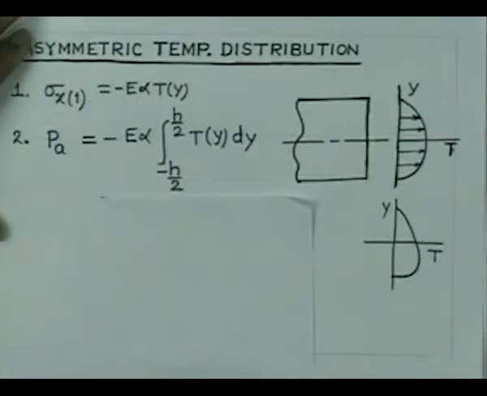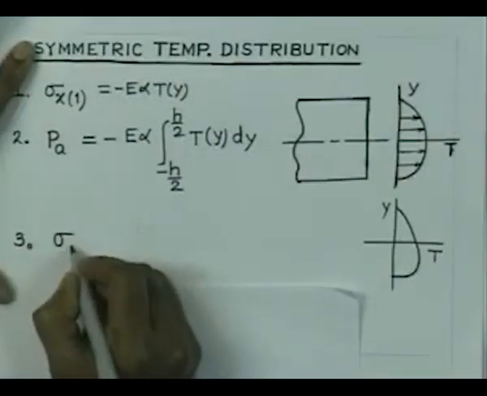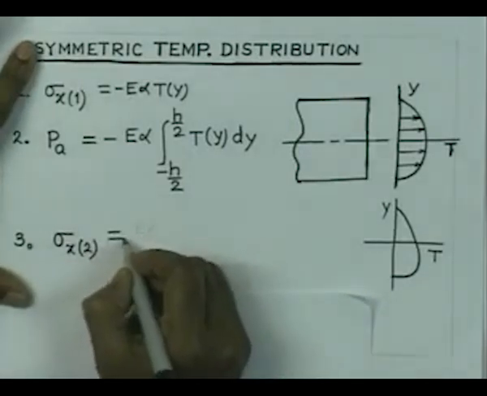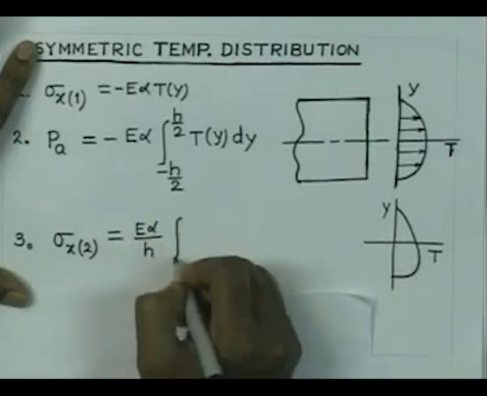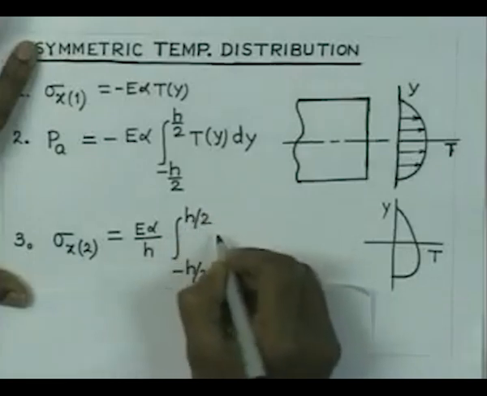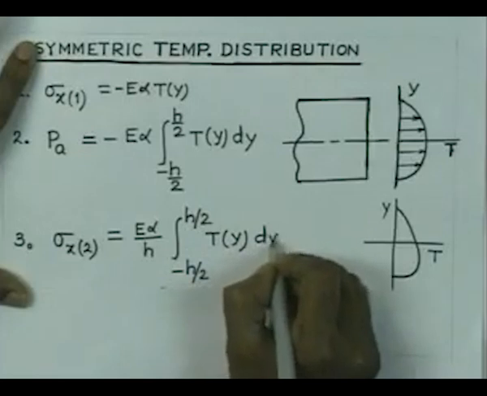And now, in order to annul the effect of this force, we have to apply exactly the opposite force, that means you have to apply a tensile force, and hence the stress that is going to come up due to the application of the force Pa in the opposite direction is nothing but E alpha by H times the integration from minus H by 2 to plus H by 2 of Ty dy.